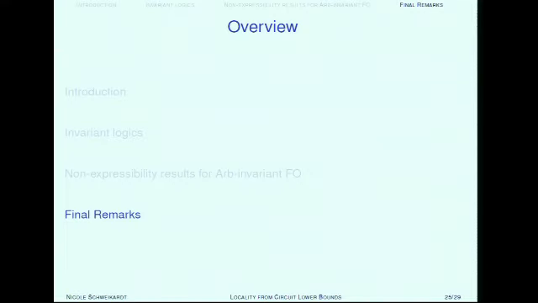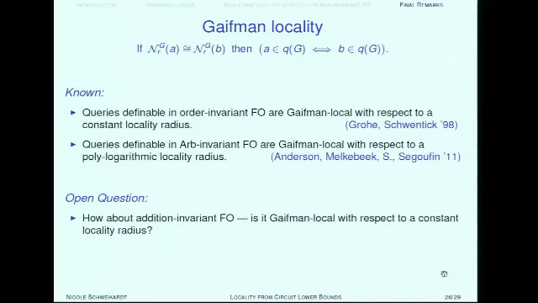Okay, so I have 2 more minutes for the final remarks. So what did we see in this talk? We looked at Gaifman locality, and what do we know here? We know that order-invariant first-order logic queries are Gaifman local with respect to constant locality radius. From the result I just presented, we know that arb-invariant FO is Gaifman local with respect to polylogarithmic locality radius. And there is an open question concerning addition-invariant first-order logic.